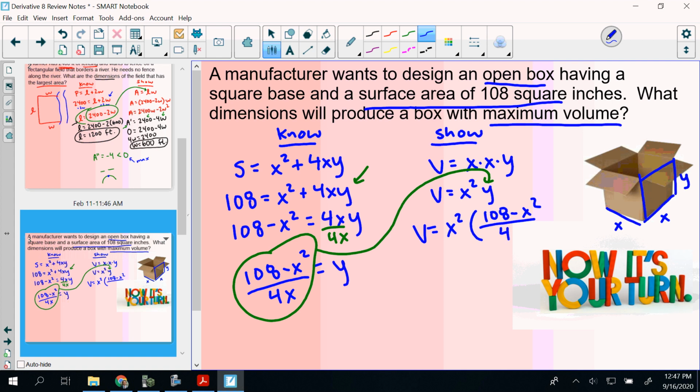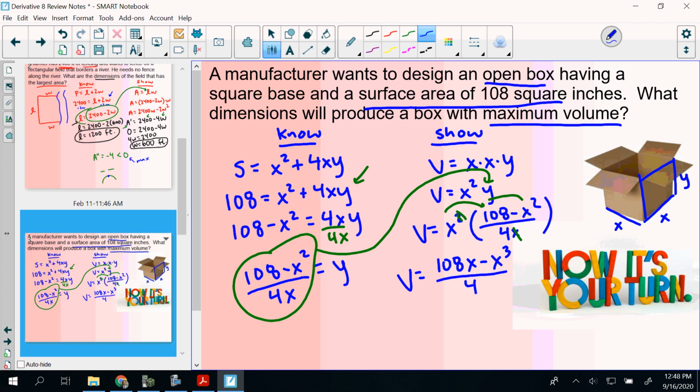Next step now, we want to do some simplifying. One thing you could do, there's an x here and x here, so we can cancel one of those x's out. And then we're going to need to distribute the remaining x here. So now our volume equation becomes 108x minus x cubed. So got that 4 on bottom.